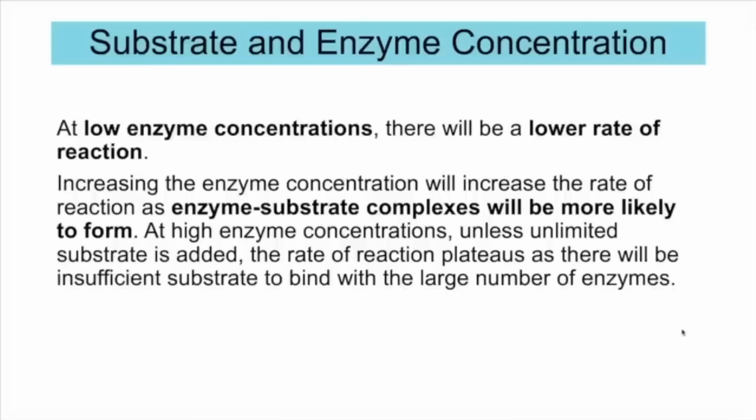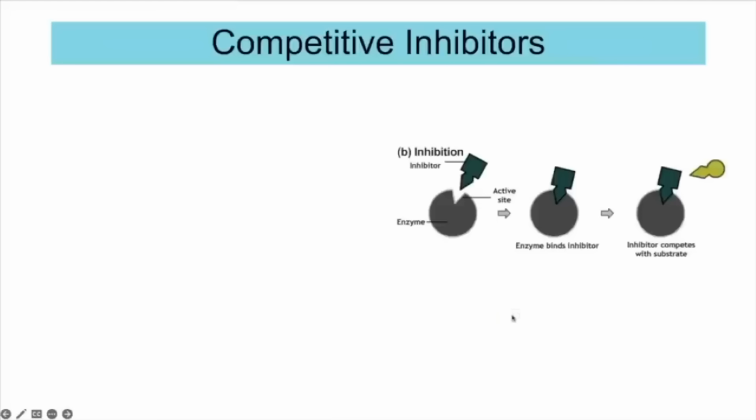Moving on to the enzyme concentration effect. At a low enzyme concentration, there will be a low rate of reaction. And that's because if there's fewer enzymes, there's fewer active sites for the substrate to bind to, and therefore there'd be fewer enzyme-substrate complexes. Increasing the enzyme concentration will increase the rate of reaction because there'll now be more enzyme-substrate complexes. But at high enzyme concentrations, unless unlimited substrate is added, the rate of reaction will plateau because there will be insufficient substrate to bind to the large number of enzymes, and you'd end up with lots of empty enzymes not being used.